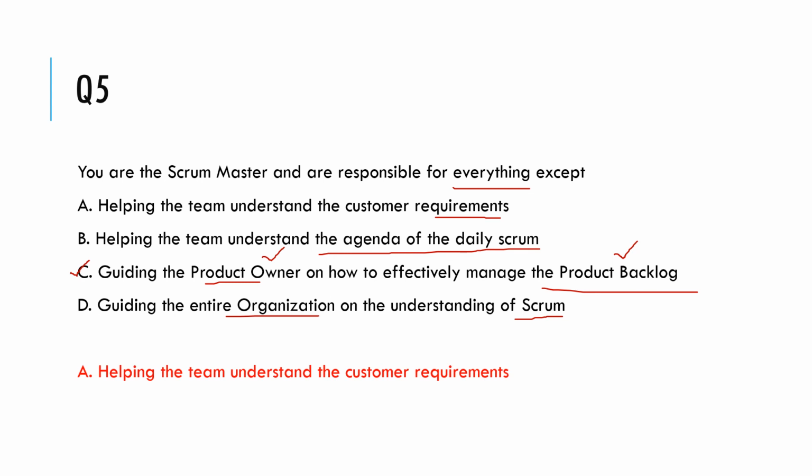Well, the correct answer is helping the team understand the customer requirements, because this is something that a product owner is supposed to do. It is the product owner's job to help the team understand what the customer requirements are, and it is not a job of the Scrum Master. Now, the other three options that we have, these are good examples of the Scrum Master's servant leadership role, right? Because you are helping and you're guiding and you're stepping in whenever needed, making use of your Scrum knowledge.